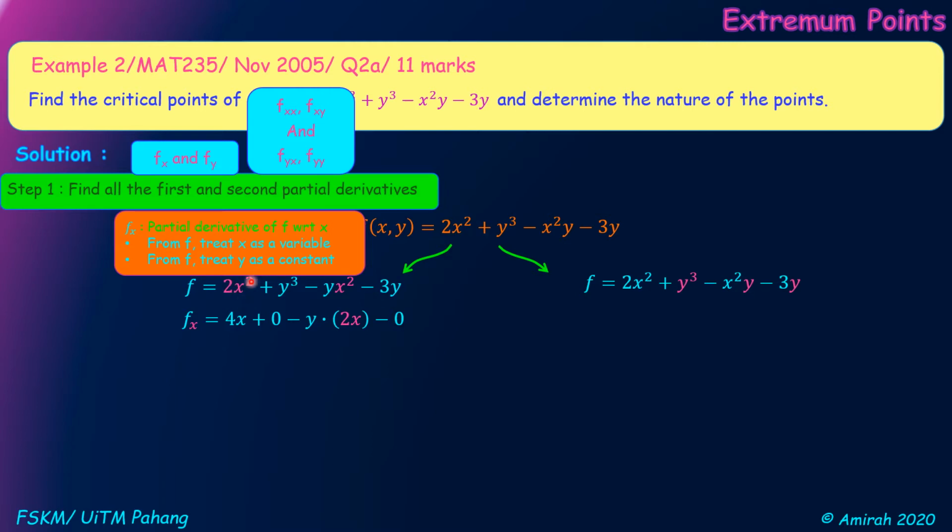When we differentiate 2x squared, we get 4x. When we differentiate y cubed, y is a constant, so y cubed is also constant. When we differentiate a constant, it equals 0. Then we have y constant and x squared is variable. If we have multiplication between a constant and a variable, we just keep the constant in front and differentiate the variable. So when we differentiate x squared, we get 2x. To differentiate 3y, y here means constant, so constant times 3 equals constant, and when we differentiate a constant, it equals 0. After that, we simplify. So we get 4x minus 2xy. This is our fx.